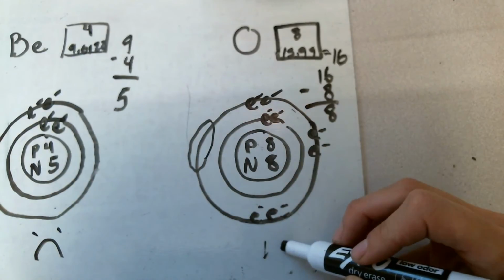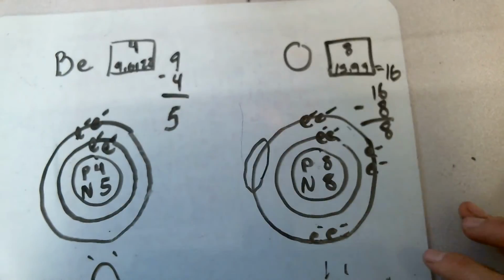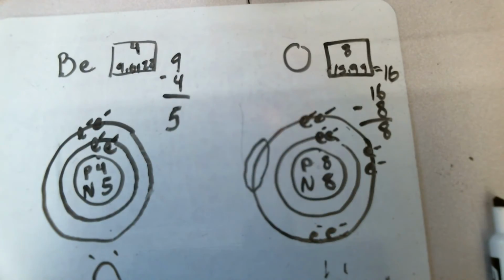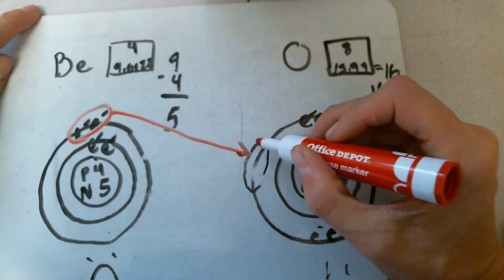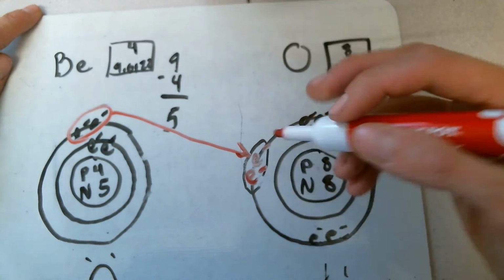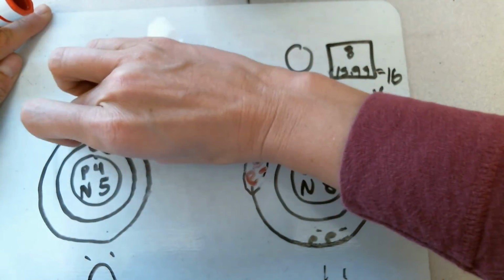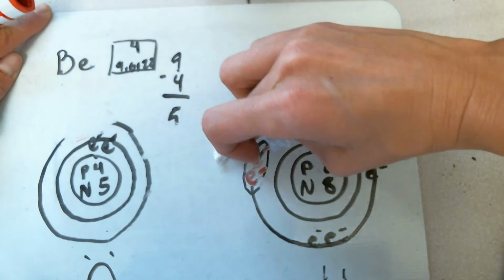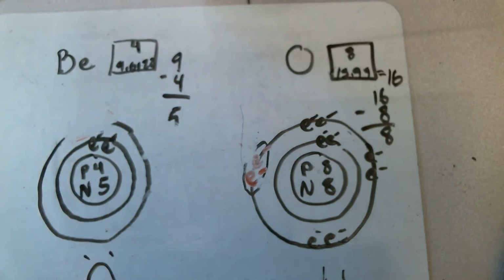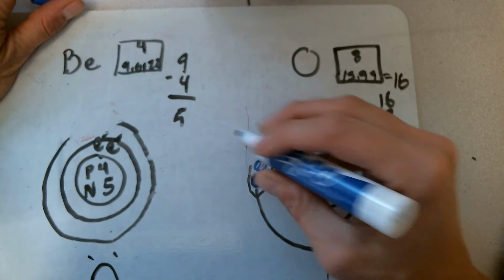So you might get the idea here that now we're going to transfer these 2 electrons from the beryllium and send them to the oxygen over here so that our oxygen becomes happy. Okay, so now let me erase these so that we can see what it now looks like. So now we have, I'm going to write it in blue, the red marker didn't work so well. We have 2 electrons here.